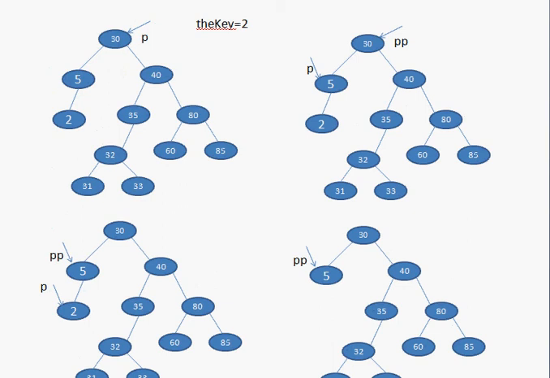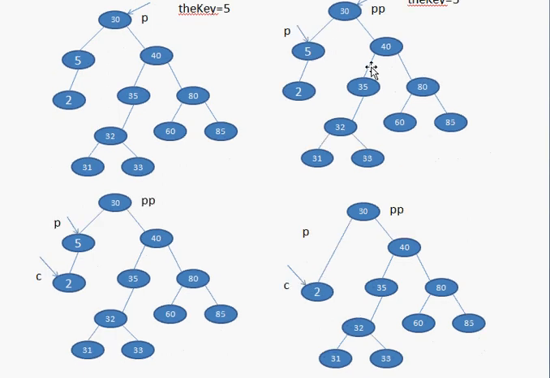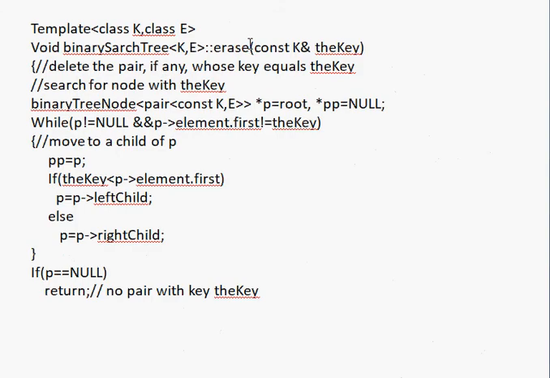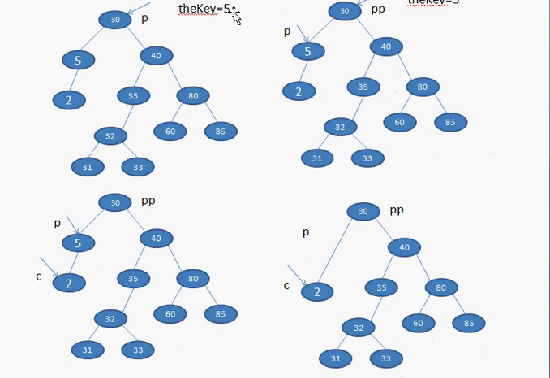Now let's take a second example. When you have an element, the key value which you are supposed to delete is available, and right now this key is having one child. Now let's concentrate and understand how this works. So in this scenario, in the erase function, p is pointing to root and pp is null, that's correct, and p is not equal to null. So p is not null, that's true, and p element dot first is not equal to the key, that's correct. The key value is 5 and that's lower than 30, so p travels to p's left child, it has to be done inside the while loop.